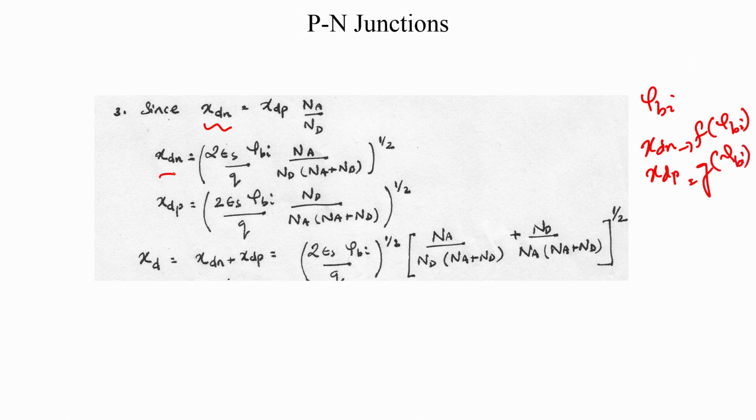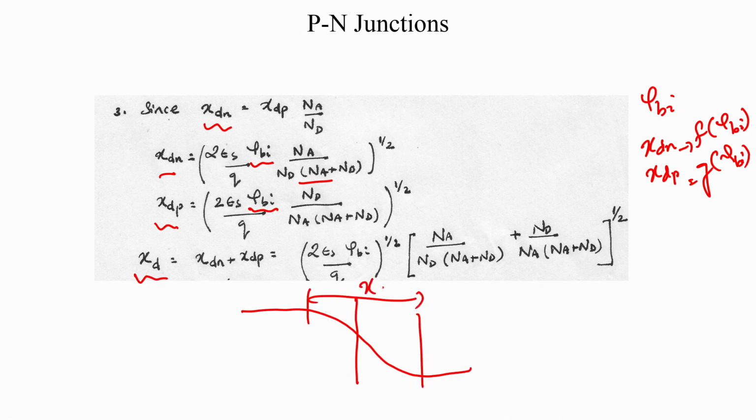You will find that your xdn has got this dependence on the built-in potential and your xdp has got this dependence on the built-in potential, and therefore the total depletion width, taking into account the p and n side, that we call xd, is equal to xdn plus xdp. So that is your xdn, that is xdp, and this sum is simply the sum of these two terms, and you end up with this expression. So these are all very useful expressions for you to perform quick calculations.